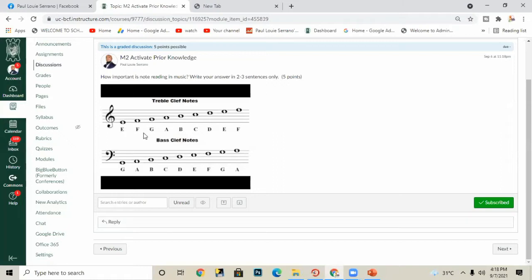So as you can see here, we have treble clef notes and bass clef notes. So pag treble, G clef. Ito yung G clef, treble clef. So we also have the bass clef notes. So here are the different notes.